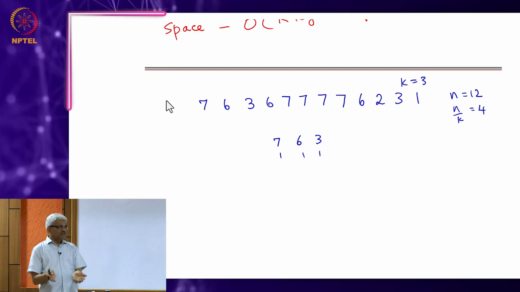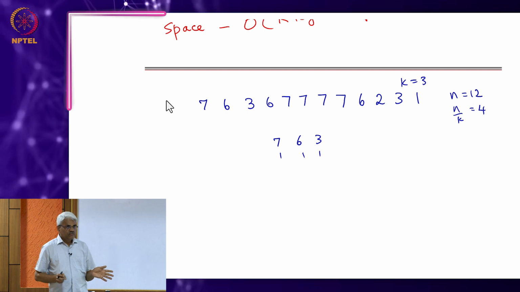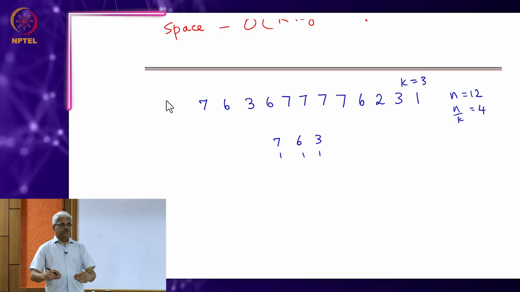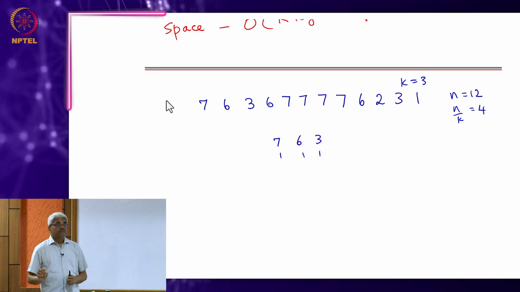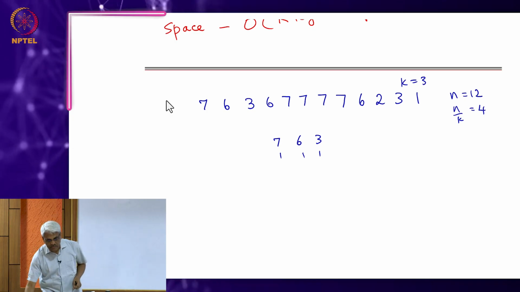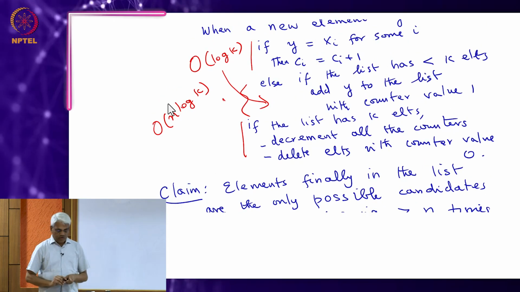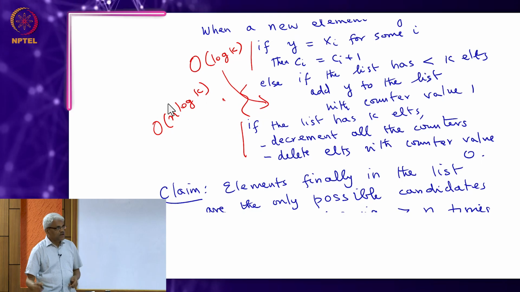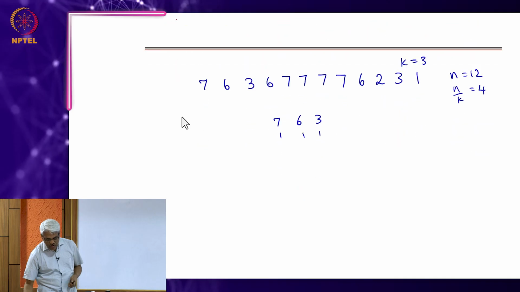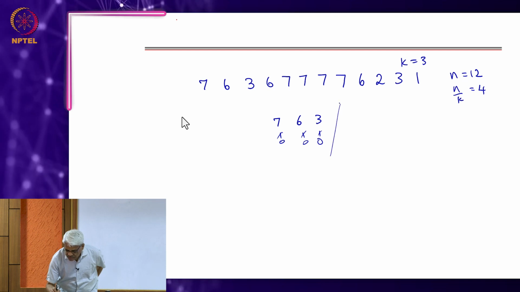So the number of elements is 3. At this point I have to do something. So what do I do? Remember what I was doing when I reached the full list? Decrement all elements by 1. If the list has k elements, I will decrement all the k counters and delete all elements with counter value 0. So all of these will become 0, 0, 0, and they are gone.